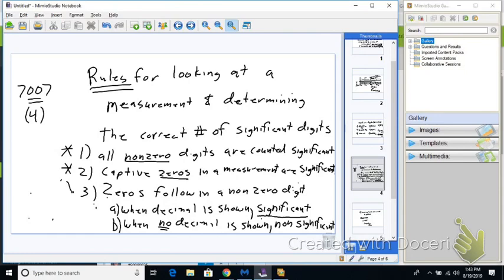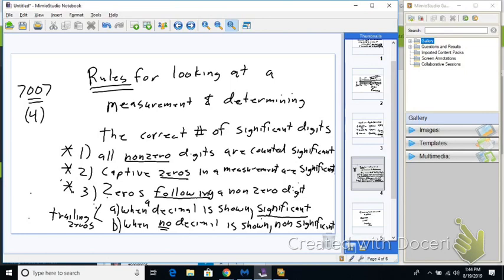Okay, the number 3 has 2 different parts. We call these zeros trailing zeros, because they're following a non-zero digit. These are 2 examples of trailing zeros. So what are the 2 scenarios of trailing zeros? Let's say the zeros are following a non-zero digit and we see a decimal. That's what 3a says: when a decimal is shown, they're significant.